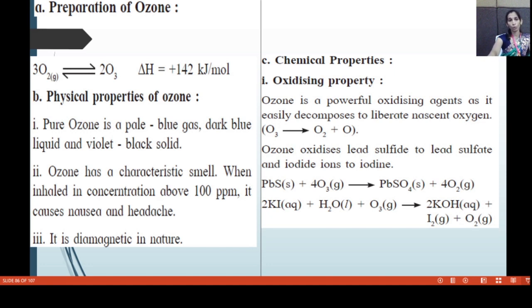How do we prepare ozone? That means O3 is obtained from O2.